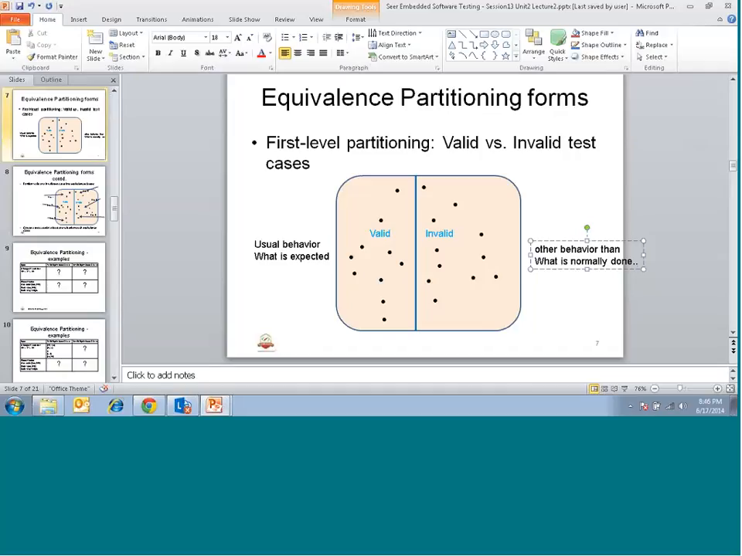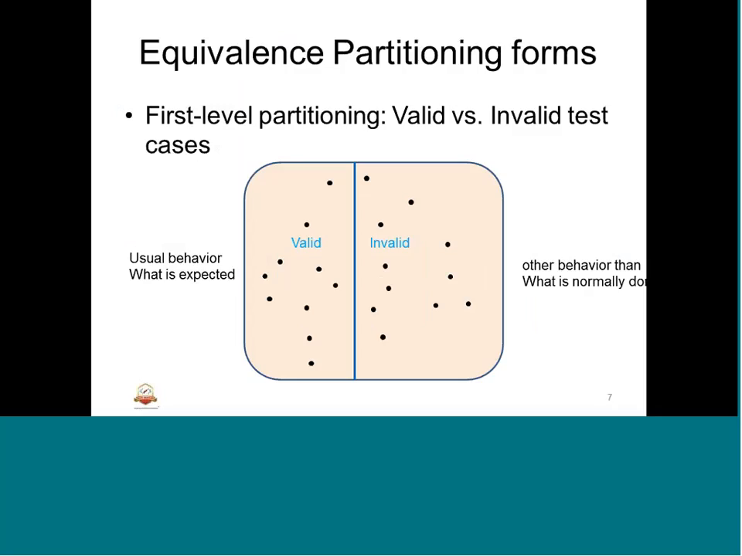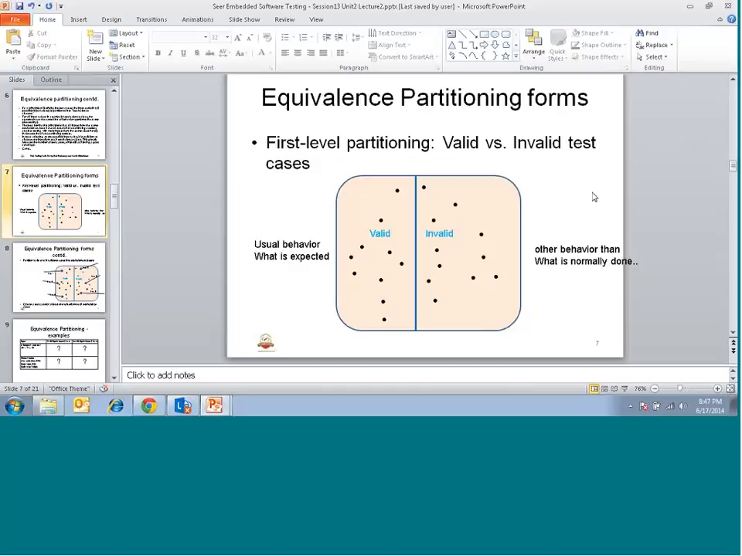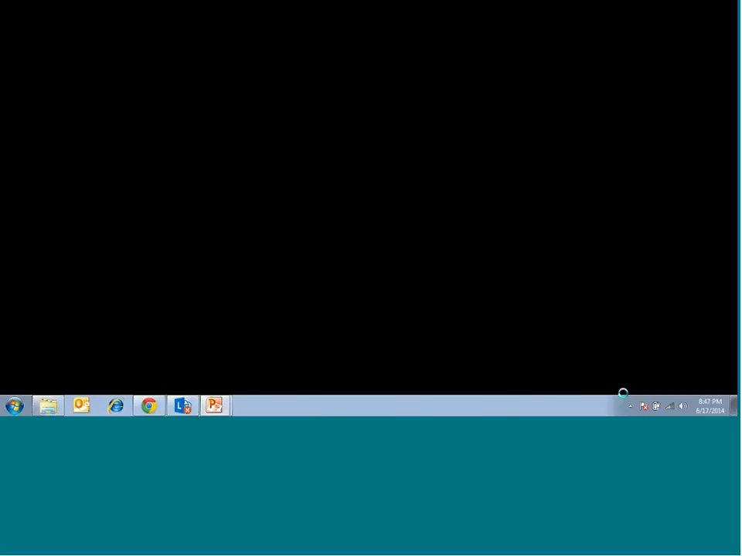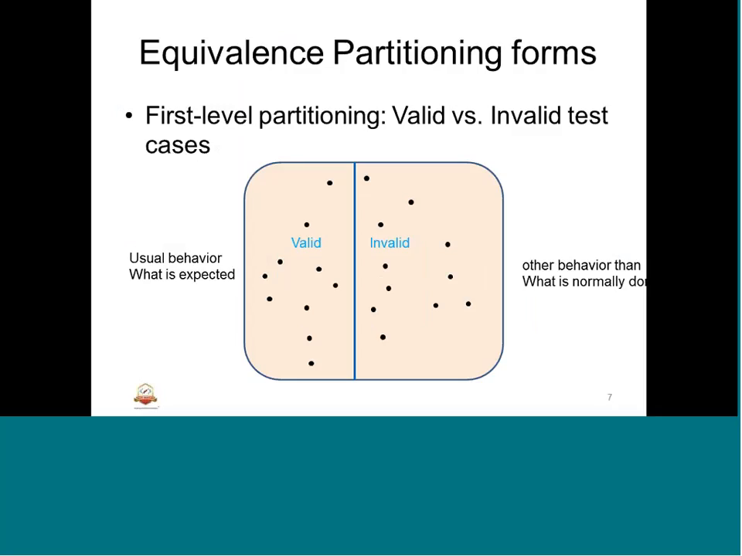So two groups of valid and invalid test cases are there. These are all coming under equivalence partition. As a result of equivalence partitioning, we are going to have two types of partitioning, valid and invalid. Okay, so let us see equivalence partitioning forms. What are the types that we have for equivalence partition? There are two basic partitionings that we have for equivalence partition. That is why it is called partitioning. One is valid partitioning, the other one is invalid partitioning.